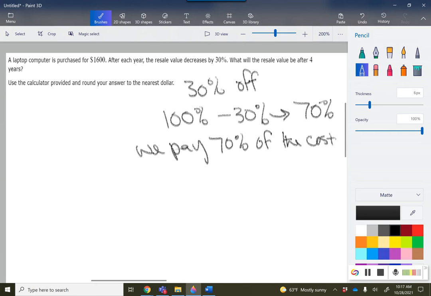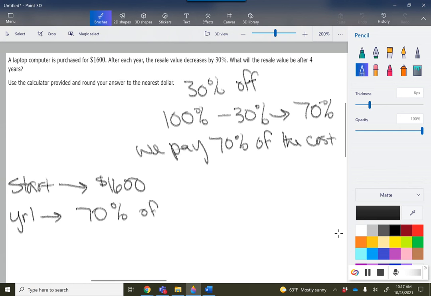Okay, so what we're going to do at the start, this computer is $1,600. After year one, we're going to have 70% of the original price. That is how much it's going to be worth.